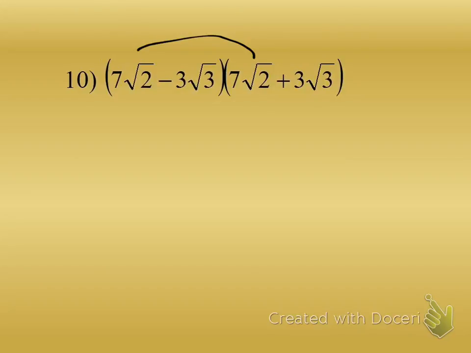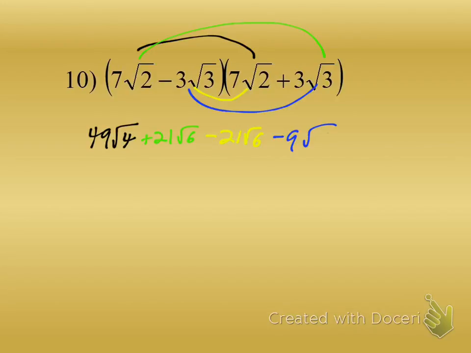7 rad 2 times 7 rad 2, 49 rad 4. Good. Next one. 7 rad 2 times 3 rad 3. So 7 times 3 gives you 21 rad 6. Okay, next up. Negative 3 rad 3 times 7 rad 2. Negative 21 rad 6. And lastly, negative 3 rad 3 times a positive 3 rad 3. Negative 9 rad 9.